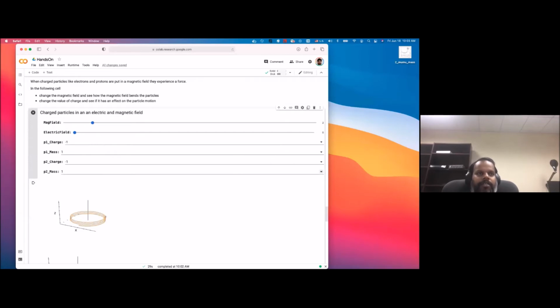Now for particle 2, I change, oh, actually I cannot change it to 200, so let me make it 2 units of mass. What I want to show you is that if the particles have different masses, they have different curvature of bending. So let me run it through.